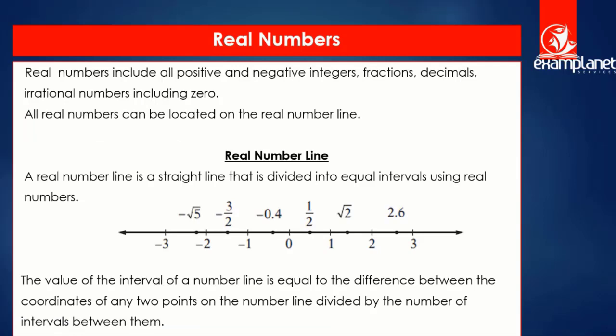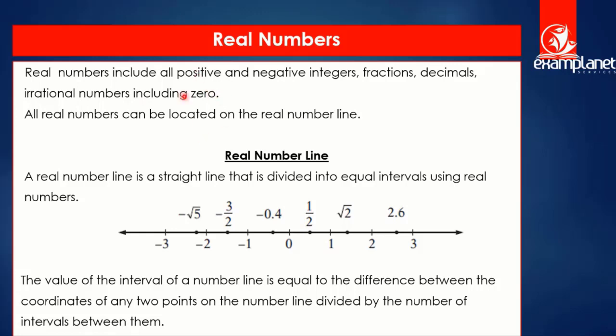Now, real numbers. What are real numbers? Real numbers include all positive and negative integers, fractions, decimals, irrational numbers, including 0. So any kind of number you can think of, they are all real numbers. Positive and negative numbers, 0, fractions, decimals, irrational numbers, all of them are real numbers.